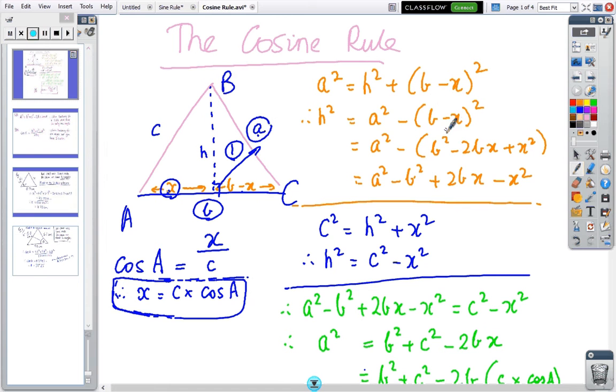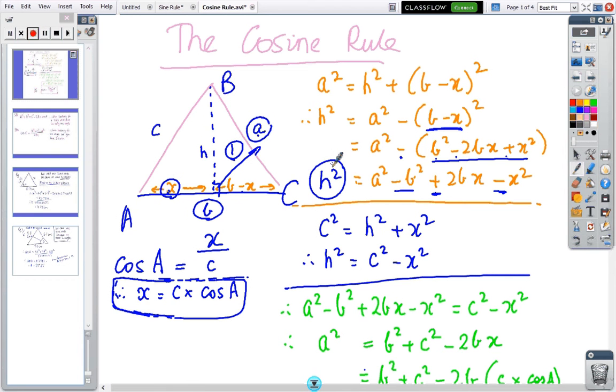Now (b minus x) squared, I know that you don't like your expansions off the top of your head, but (b minus x) squared equals b squared minus 2bx plus x squared. That's just the perfect square. And then taking into account the minus sign out the front, the b squared turns into a minus, the minus turns into a plus, and the plus turns into a minus. And so that's what h squared equals. So that's the first one.